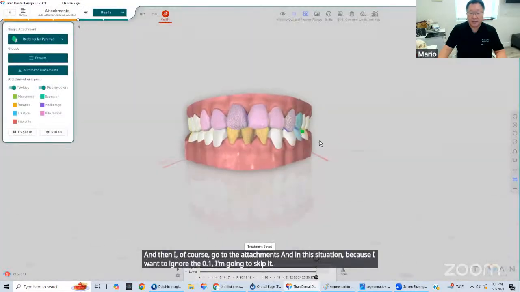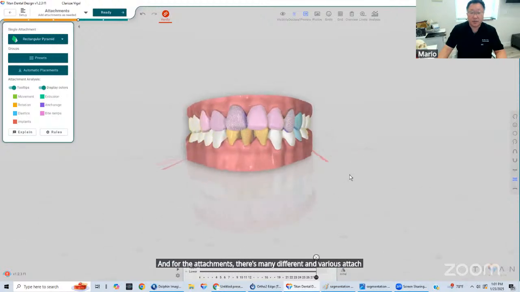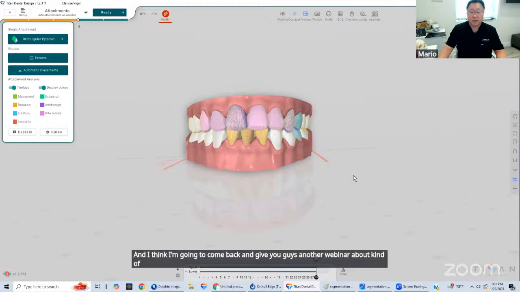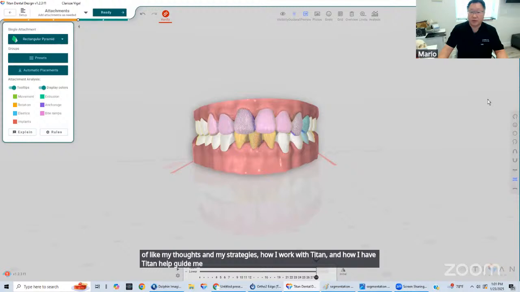And for the attachments, there are many different and various attachments that you guys can use. I'm going to come back and give you guys another webinar about my thoughts and my strategies, how I work with Titan, and how I have Titan help guide me to determine all that. All right, so here's what I want to go over next.